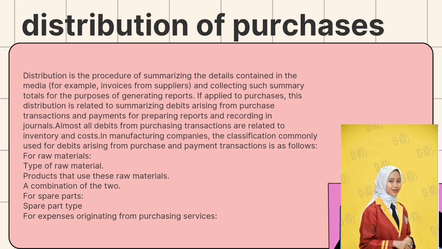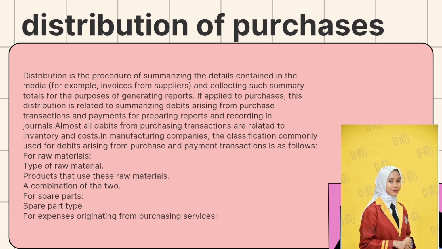Distribution is the procedure of summarizing the details contained in the media, for example, invoices from suppliers, and collecting such summary totals for the purposes of generating reports. If applied to purchases, this distribution is related to summarizing debits arising from purchase transactions and payments for preparing reports and recording in journals. Almost all debits from purchasing transactions are related to inventory and costs.